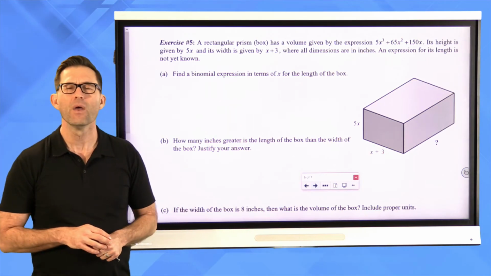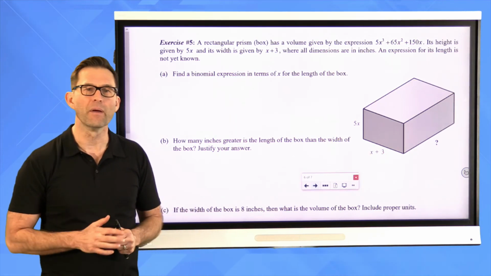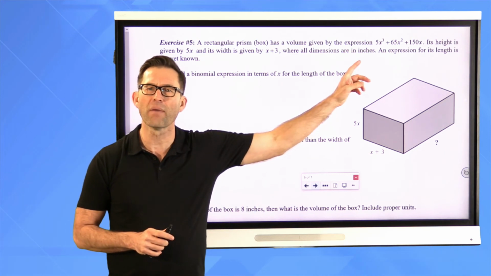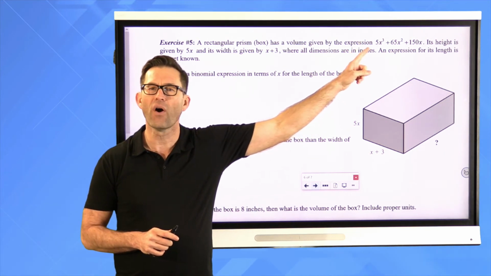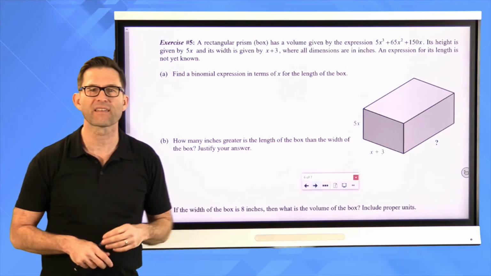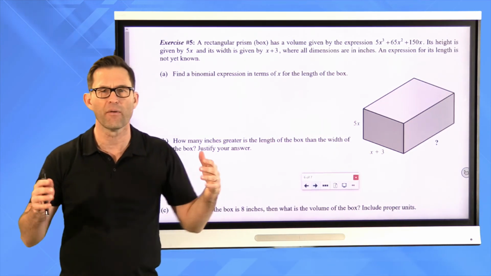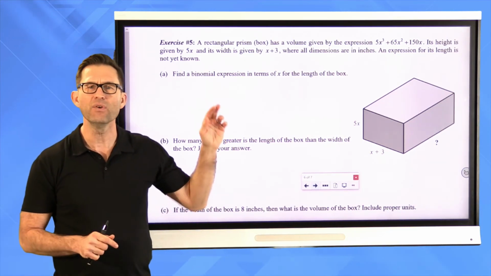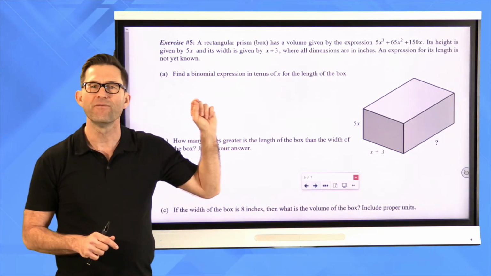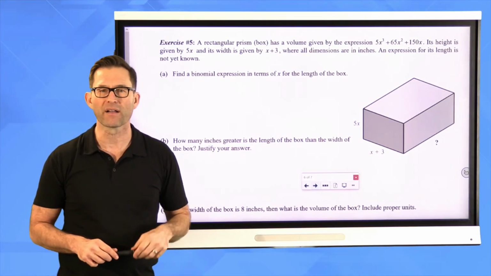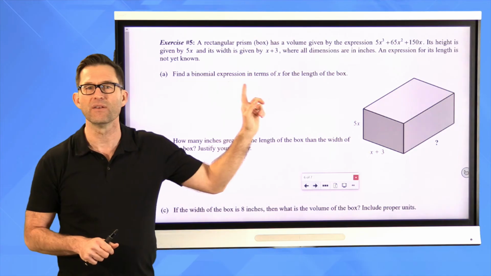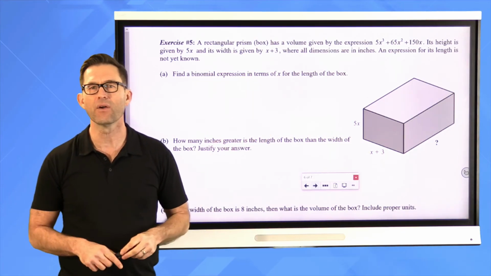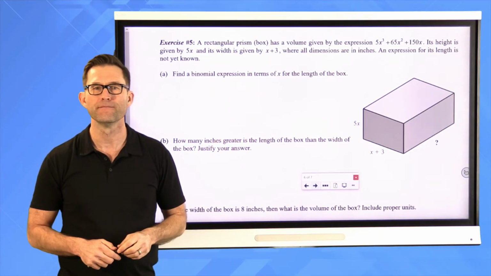All right, well, I'd like you to think about this a little bit and maybe start by thinking about how is the volume of a box calculated? How is the volume of a box calculated? And see if you can use that somehow to figure out what the length of the box is as an expression in terms of x. Pause the video now and think about this a bit.